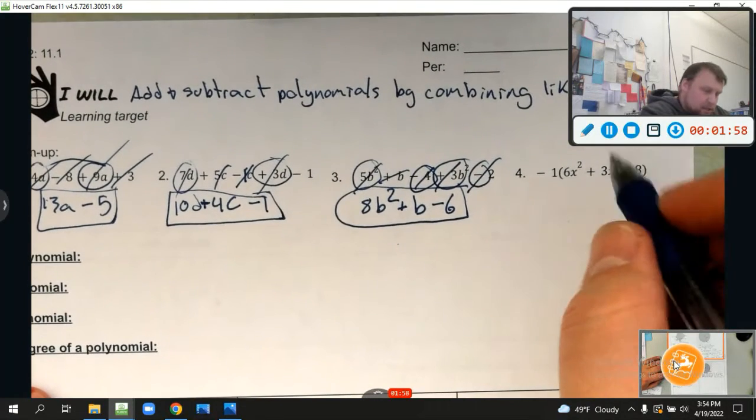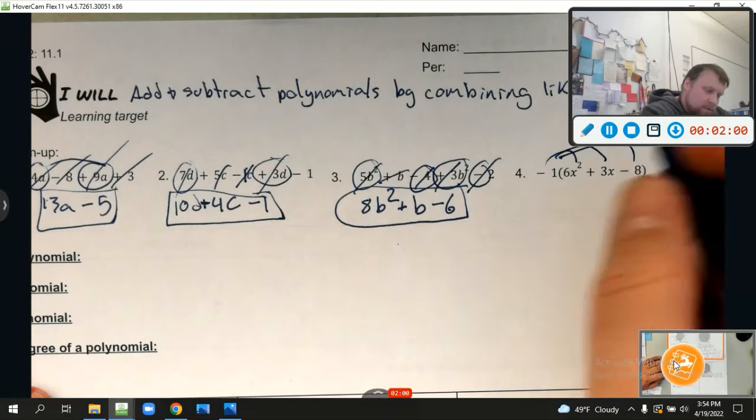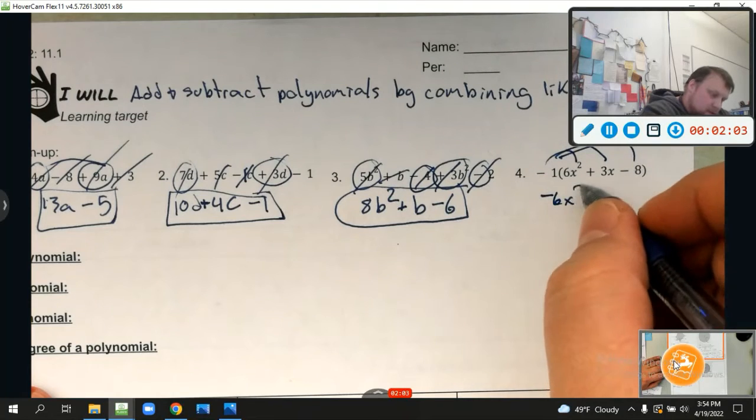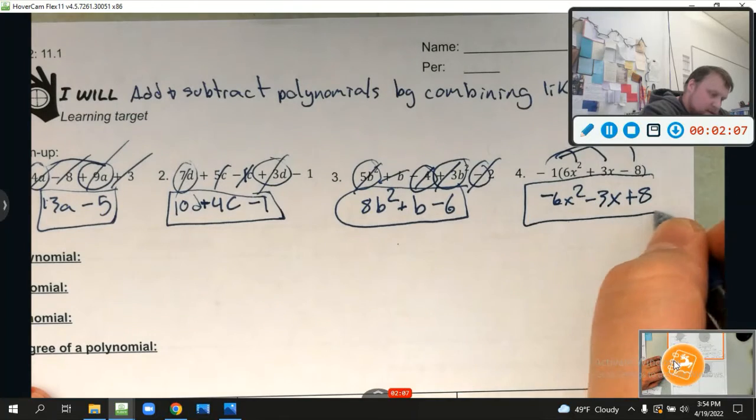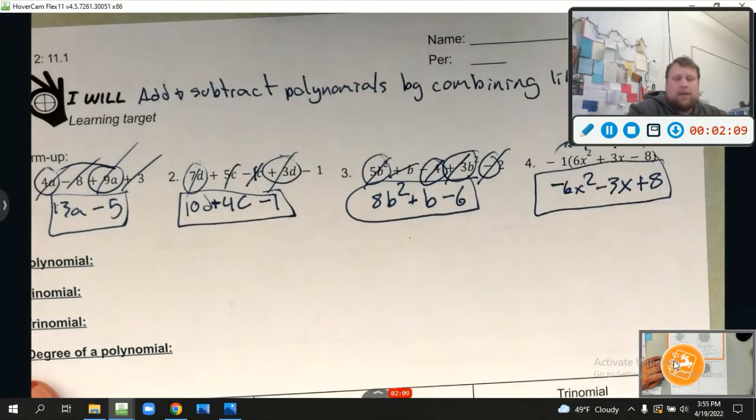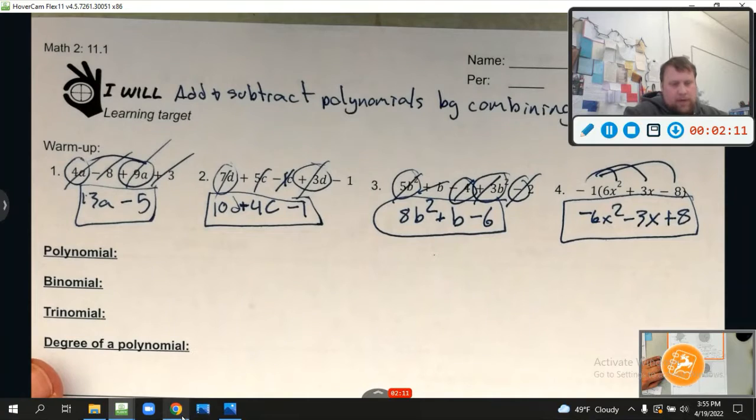Last but not least, just distribute this negative 1 through. I get negative 6x squared minus 3x plus 8. Sweet. Again, pause this if you need to, but let's bust on over to the vocab.